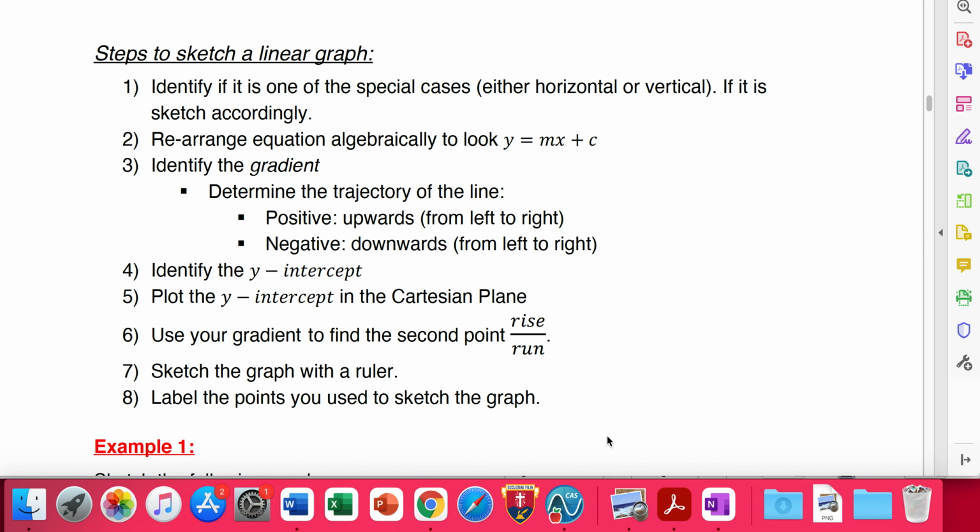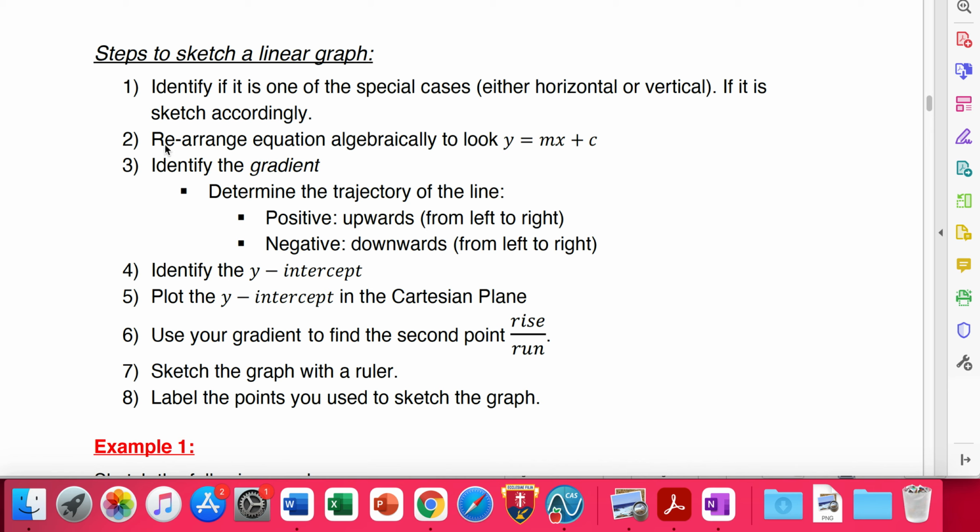Girls, we are going to look at the steps to sketch linear graphs. I'm going to read them very quickly, but then I'm going to start doing example 1. In this video, you will only find example 1, and in the following videos, you will find the other examples. So it says, identify if it's one of the special cases, either horizontal or vertical. If it is, sketch accordingly.